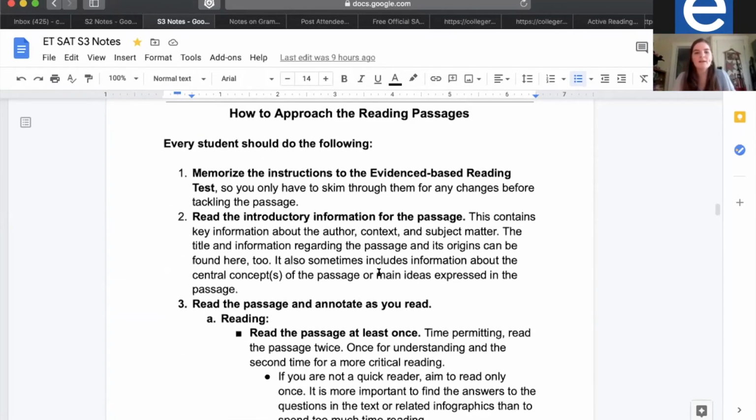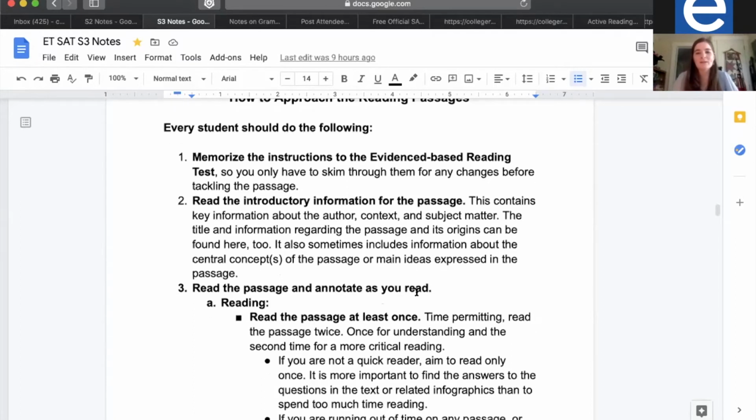So the next thing that I wanted to go over is how to approach the reading passages. All of this is preparation so that we can tackle and look at annotations and things that you need to do in the text when you approach it, okay? So how to approach the reading passages.